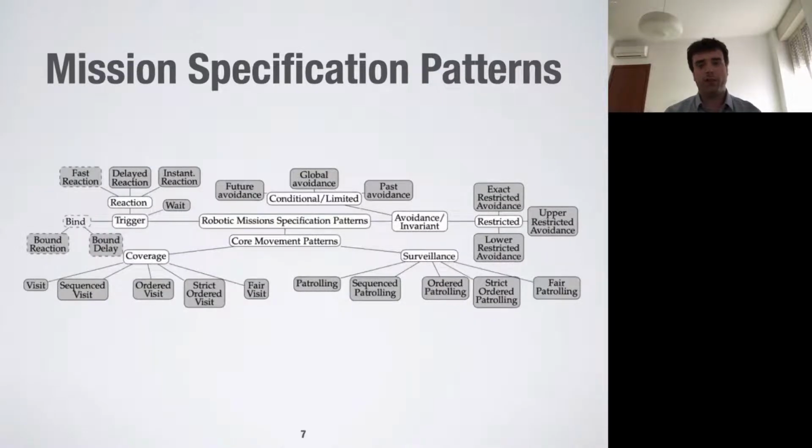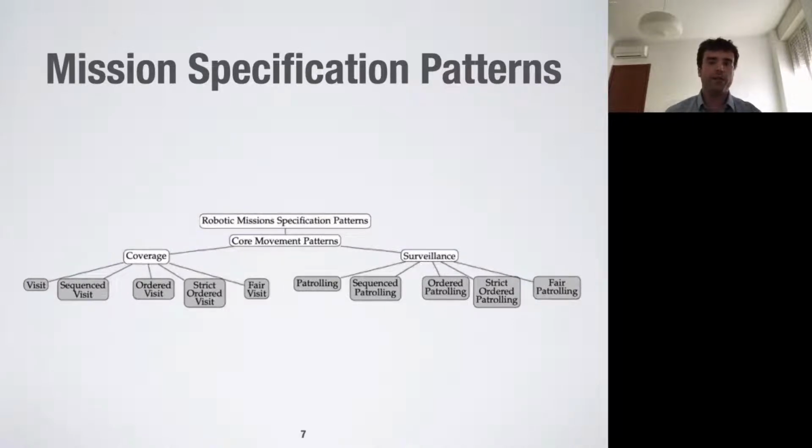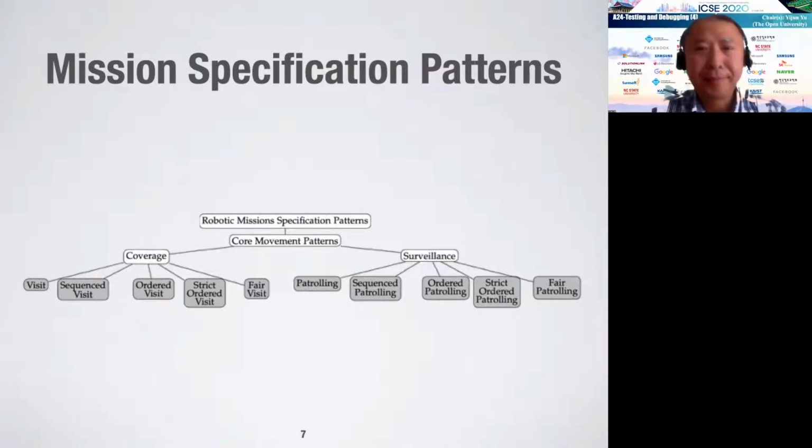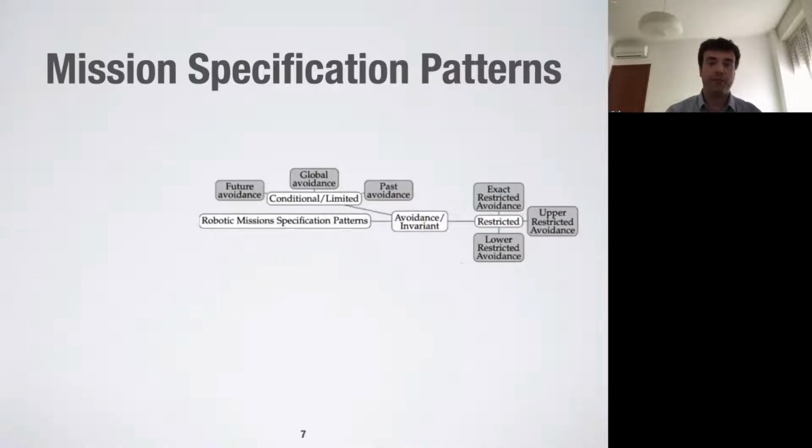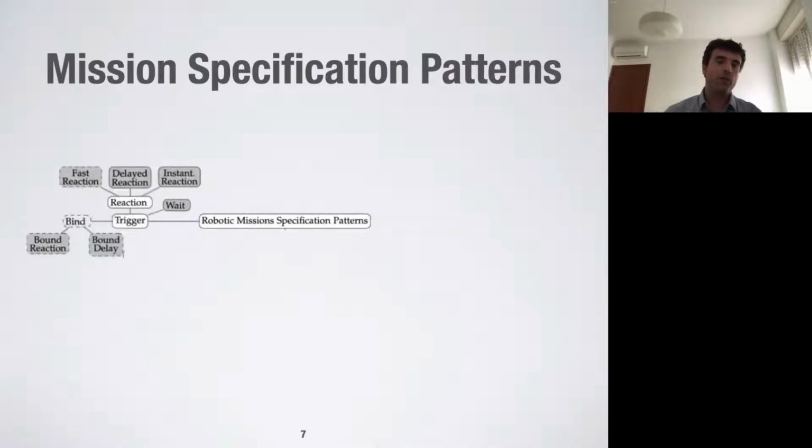Here is the catalog of our pattern system. It contains 22 mission specification patterns, which are represented within the gray boxes. Essentially, we have three categories of patterns. The core movement patterns specify how the robots move within their environment, like the robot should visit several locations. Then there are avoidance patterns that specify constraints on the robot, like the robot shouldn't hit objects. And then we have trigger patterns that specify robot reactive behaviors based on stimuli, like if there is a user, the robot should help the user.